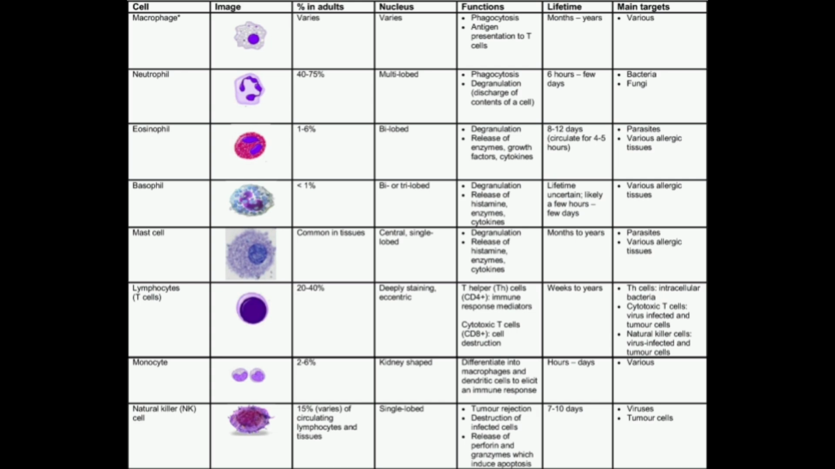What do they do? So neutrophils are like the first responders. They rush to the site of infection to engulf and destroy those pathogens. And macrophages are the cleanup crew. They mop up any debris. So it's a coordinated effort. It is a very coordinated effort.